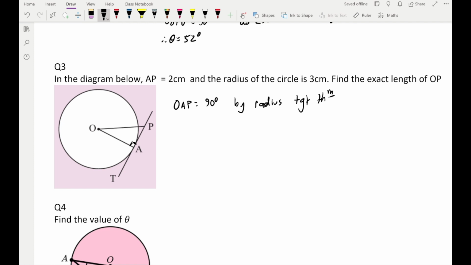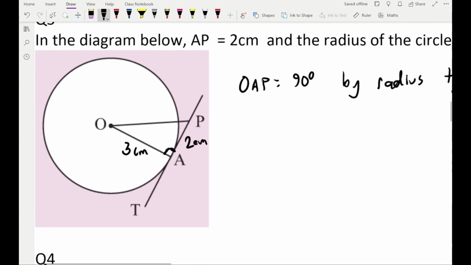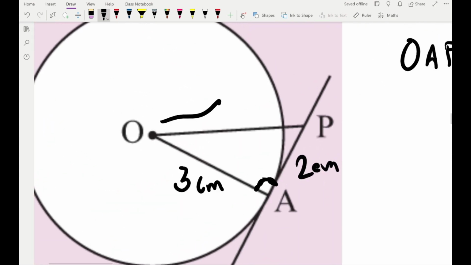There we go, 90 degrees right in there. And then we can label these. So AP is 2 centimeters, and it says the radius is 3. So then this length here is 3 centimeters. You might be tempted to say this length here is 3 centimeters, but it's not, because only the length from O out to the edge is 3 centimeters, and that's not really going to help us at all.